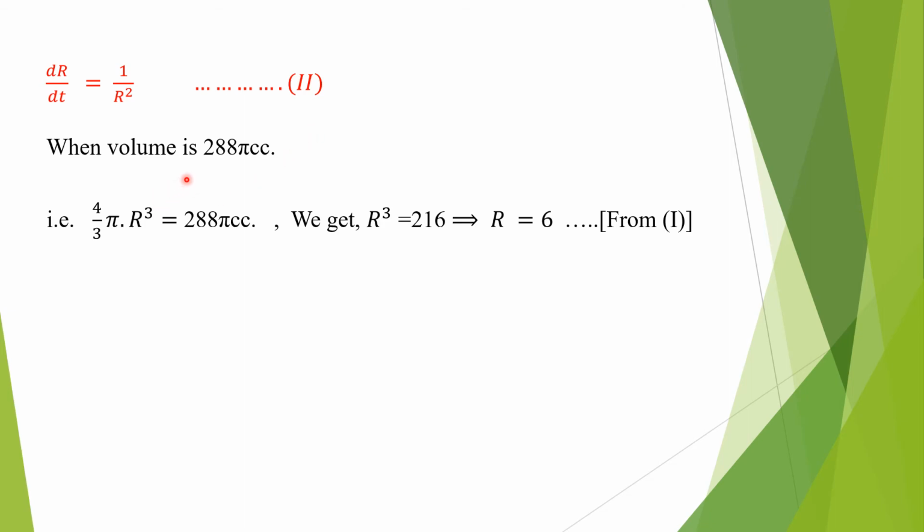It is given that the volume is 288 pi cubic centimeter. The volume of the sphere is 4 by 3 pi r cube. Here the volume is given as 288 pi cubic centimeter. Pi cancels on both sides. Simplifying, we get r cube equal to 216. 216 is 6 cube. Therefore r equal to 6.